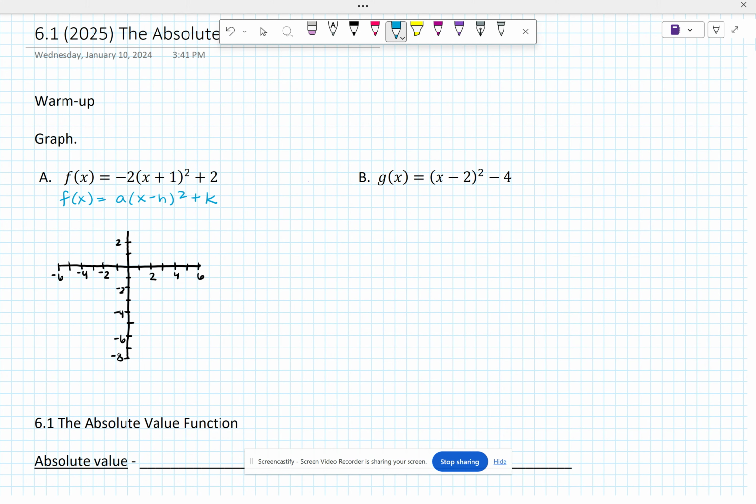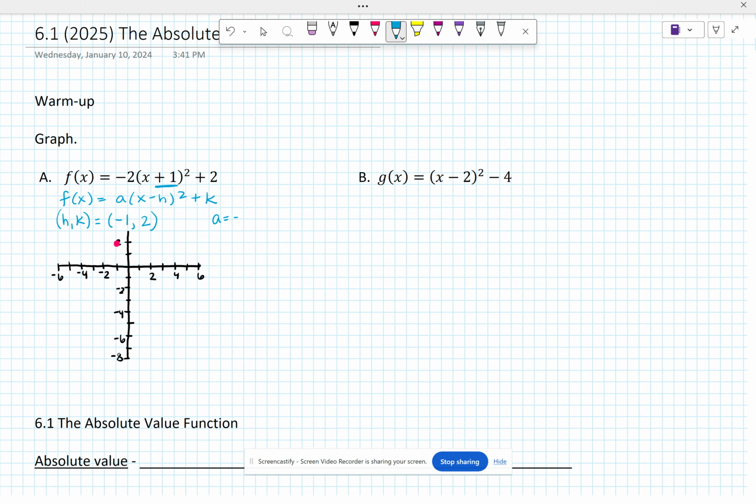I need two pieces of information to graph a quadratic. I need to know what is the vertex, because that's going to be my starting point. And I also need to know what effect a has on my graph. And so in this case, I want my h value. Now remember, the h is always the opposite of whatever I'm adding or subtracting to x. So this is going to be a -1, and then my k value is going to be 2. So -1, 2 gives me a vertex right here.